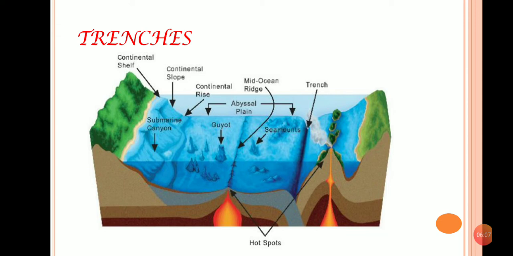Next, trenches. A subduction zone is where two plates converge and one slab of the lithosphere plunges down into the mantle. It is expressed topographically by a trench. Trenches, some of which reach over 11,000 meters below sea level, are the deepest part of the ocean.